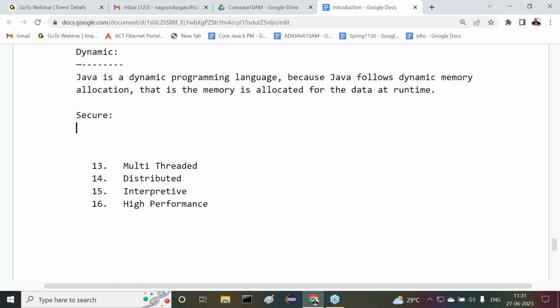Right. Tomorrow I will give the document for this also. Then I want to stop today. Tomorrow I'll continue, and tomorrow we are going to see all the concepts.